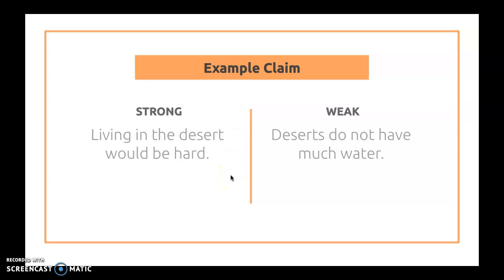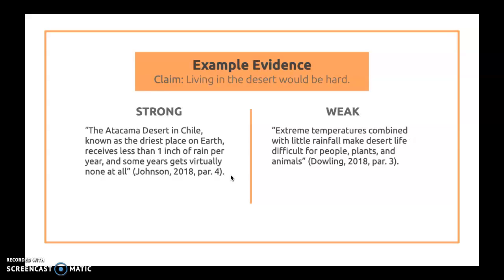Using this argument then, I want to find several pieces of evidence that are going to back up what I am saying, and I want to make sure that my evidence is coming from an expert. So for instance, on the left here, you will see that I have a stronger piece of evidence that says the Atacama Desert in Chile, known as the driest place on earth, receives less than 1 inch of rain per year, and some years gets virtually none at all. You will then see I have my citation, so on and so forth.